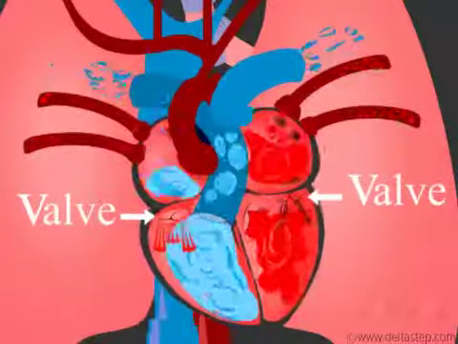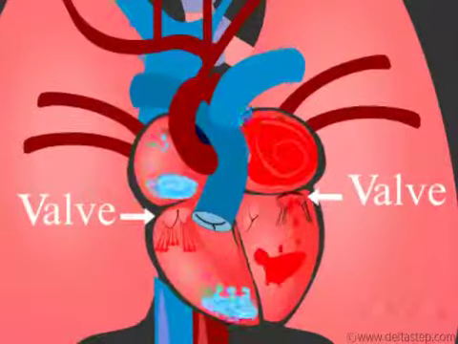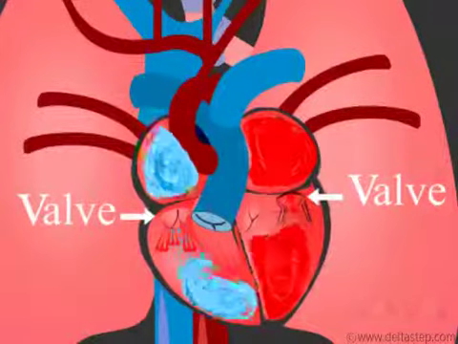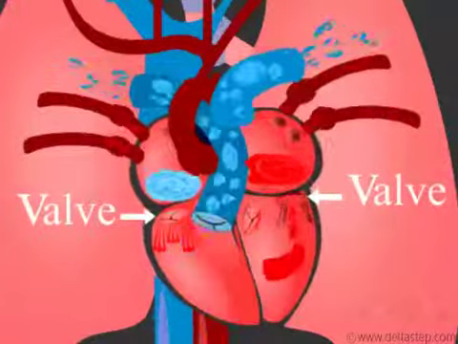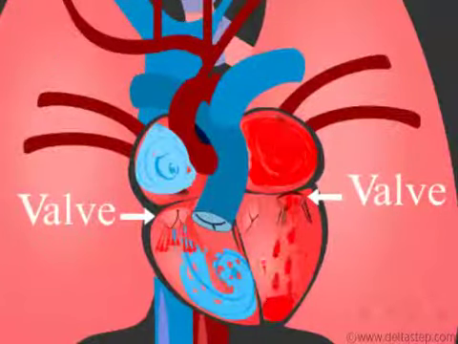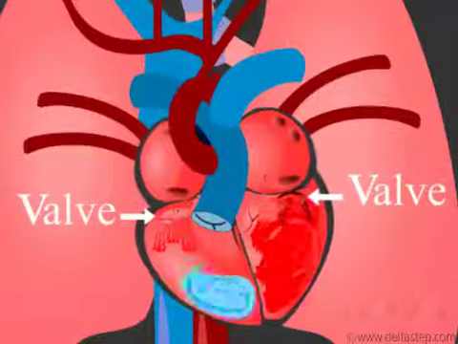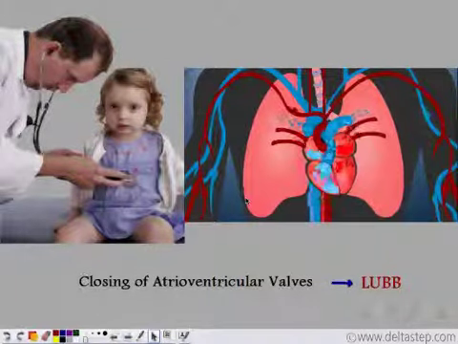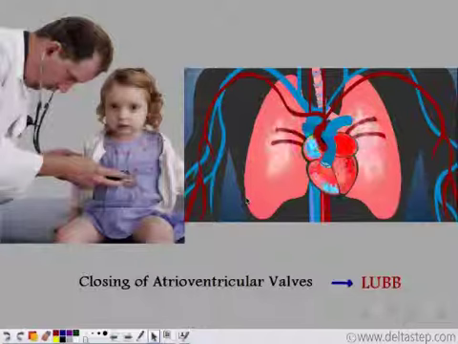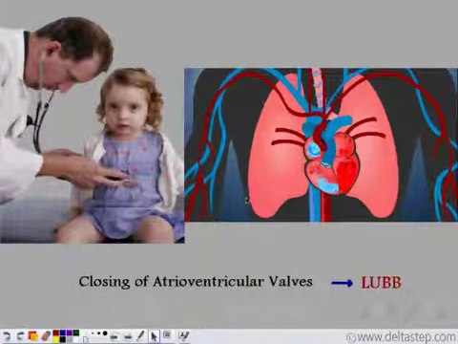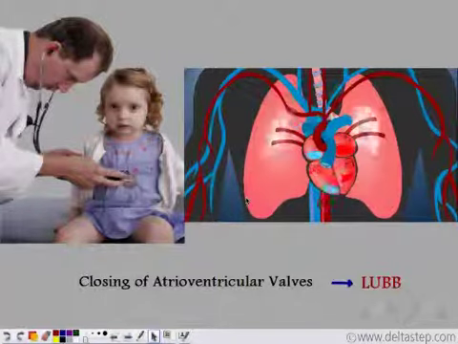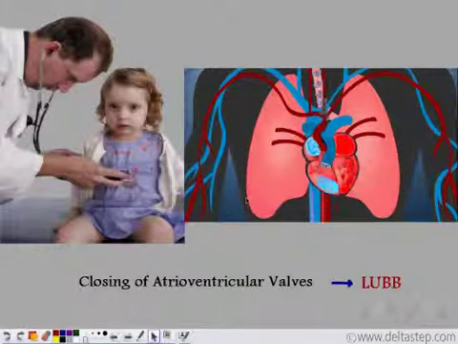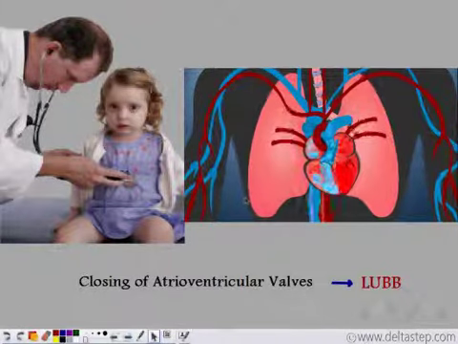During atrial systole, this valve opens to let the blood flow, and then during diastole, it shuts. When it shuts during atrial diastole, it generates a sound. This sound is lub. So, closing of atrioventricular valves causes the first heart sound, which is lub.